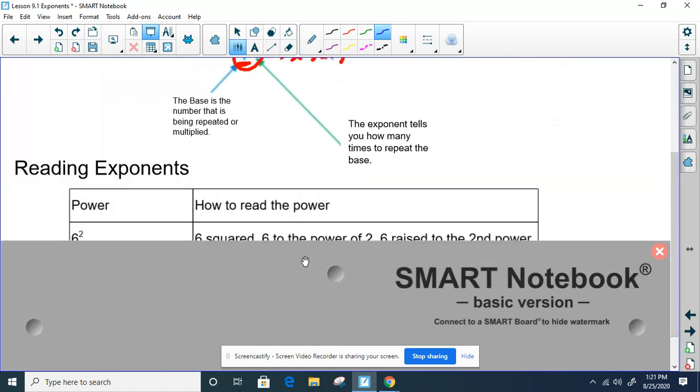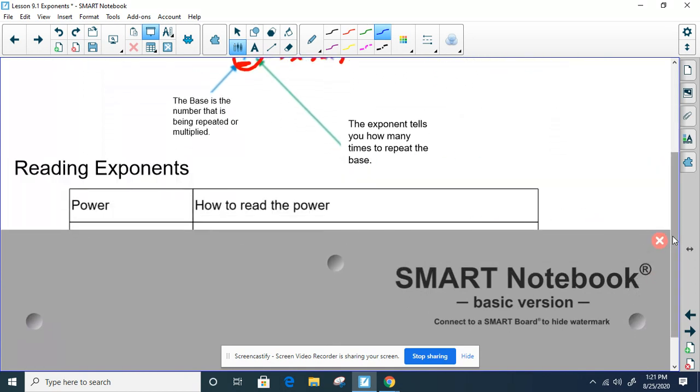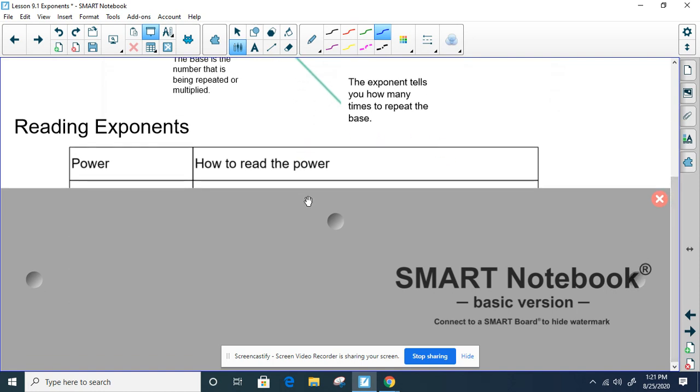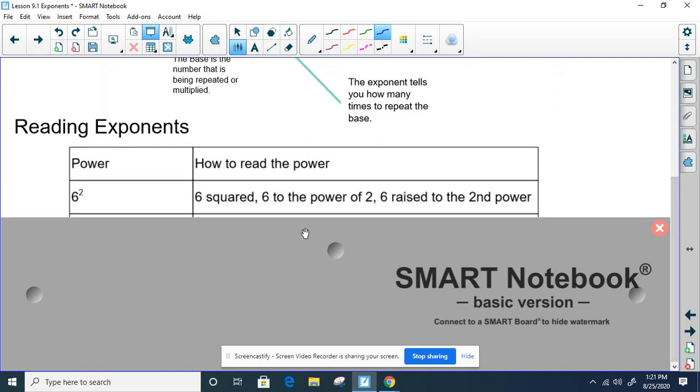So when we read exponents, there's multiple ways that we can actually read this. So when we see 6 and there's a little floating 2 here, we can read that 6 squared. We only say squared if our exponent is a 2. We can also read it as 6 to the power of 2 or 6 raised to the second power. But that little floaty 2 is the only time we say the word squared.